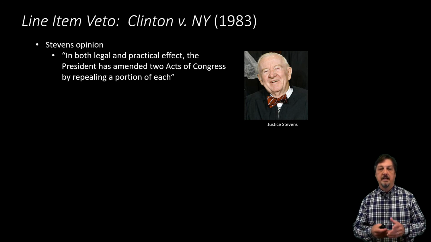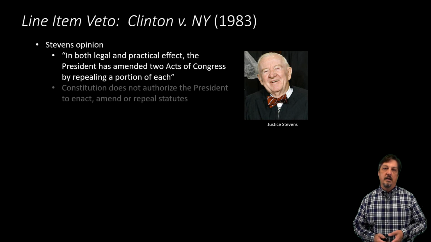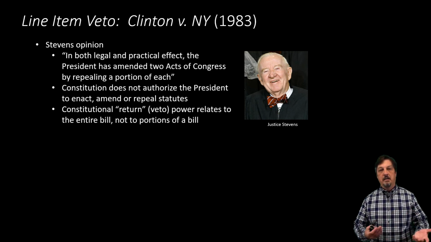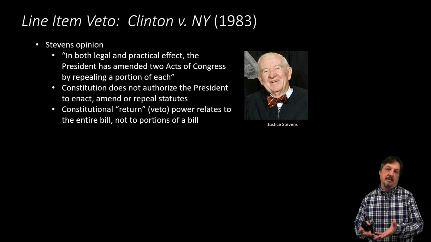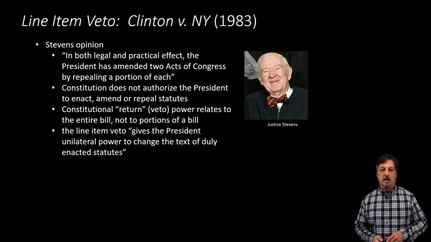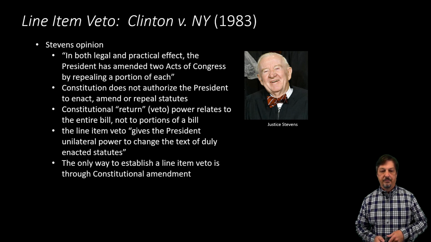And effectively, Stevens said the line item veto would allow the president to amend acts of Congress, and that is not how the legislative design of the Constitution works. The veto power, Stevens said, relates to the entire bill. The president signs the entire bill into law or vetoes it and sends the entire bill back to Congress, at which point Congress can decide what to do. The president can veto it and say, these are the provisions I don't like, I will sign it if it's changed in this way, and Congress can decide whether or not to change it.